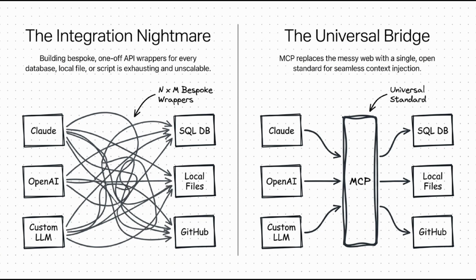Here is a quick look at our agenda for today. First, we'll formally meet the Universal AI Standard. Then, we'll break down the architecture of hosts, clients, and servers. After that, we'll look under the hood at the transport and data layers, dive into the core primitives, and wrap up with something absolutely crucial: security and user consent.